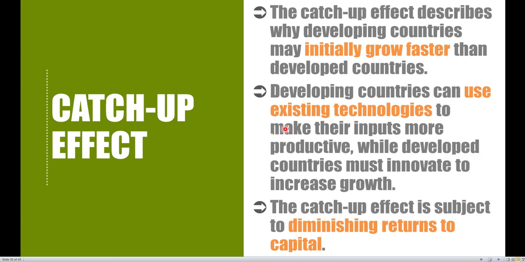One thing to note about this catch-up effect, however, is that it is still subject to these diminishing returns to capital. So these developing countries cannot just keep on increasing the amount of capital that they have on hand in order to keep on growing fast. There is going to be some type of upper limit before they actually see their growth rates falling as a result. So this is one of the main reasons why China nowadays has a relatively low growth rate compared to what it was 30 to 40 years ago.